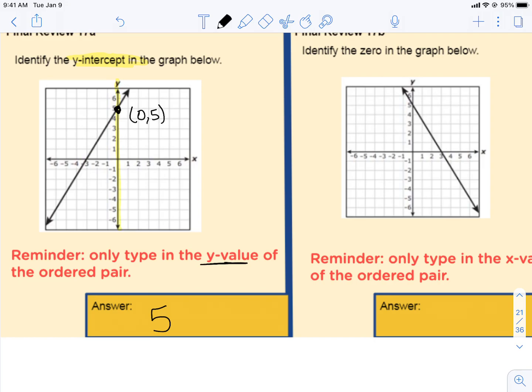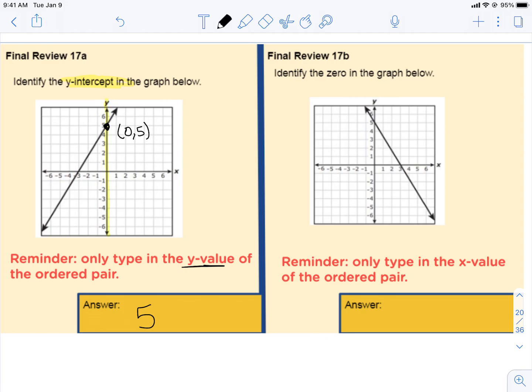Looking at the next one, identify the 0 in the graph below. Remember, 0, we've talked about it a couple times already, that's our x-intercept. So with an x-intercept, it crosses the x-axis. So that looks like it would be this point right here. If we had to write it as a point, it would be 3, 0, but it says only type in the x value, so we just want the number 3.